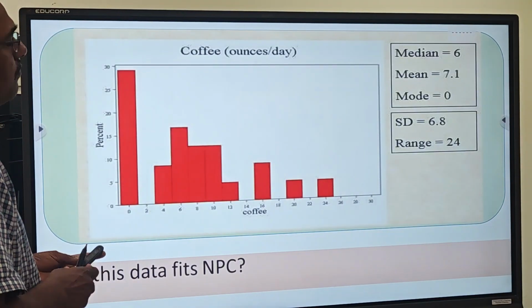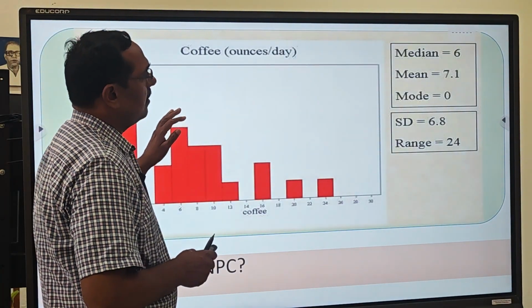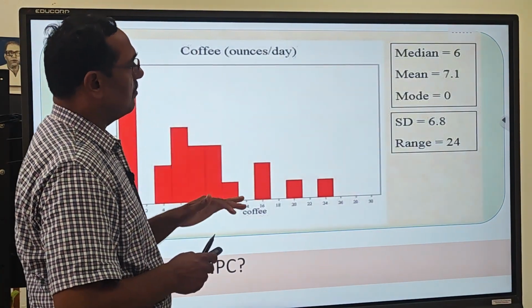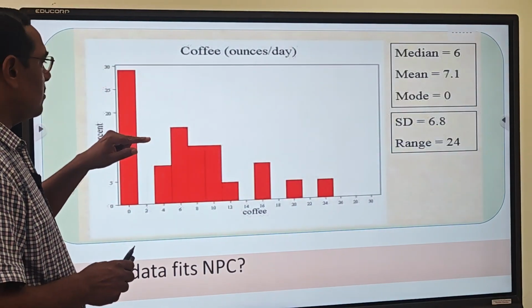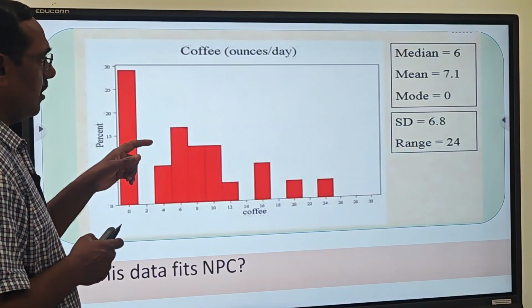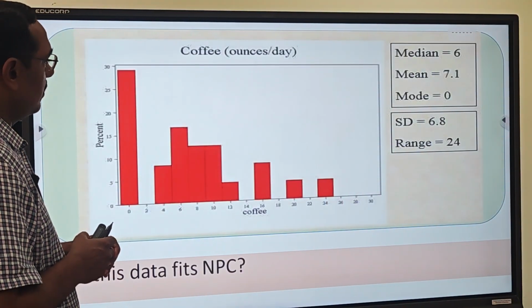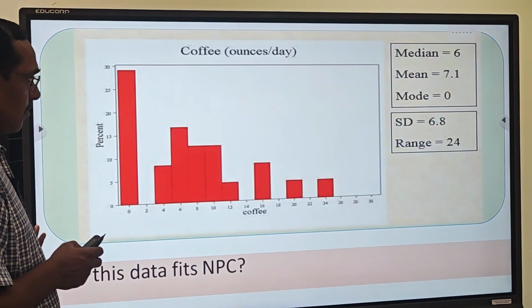These are some data we are presenting, and we correlate them with the NPC, the normal probability curve. The median is 6, the mean is 7.1, and there is no mode. The standard deviation is 6.8 and the range is 24. Does this data fit the normal probability curve? This does not fit.